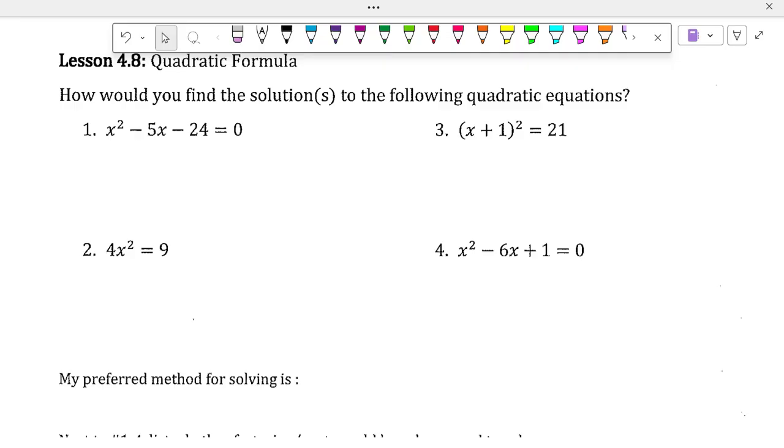You could do completing the square, but there's an easier method because I don't want to deal with that. You could factor. So this one is factorable, so you could solve by factoring. You could do completing the square as well, but it would be harder because of that odd b value. What about 2? So how have we solved 2?